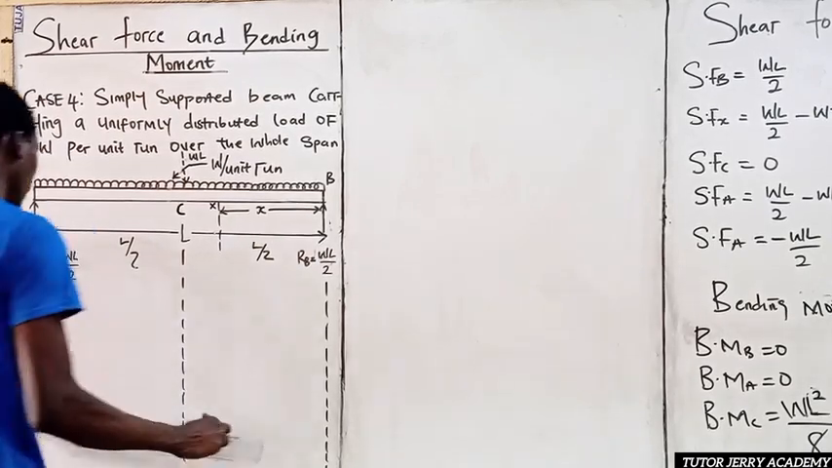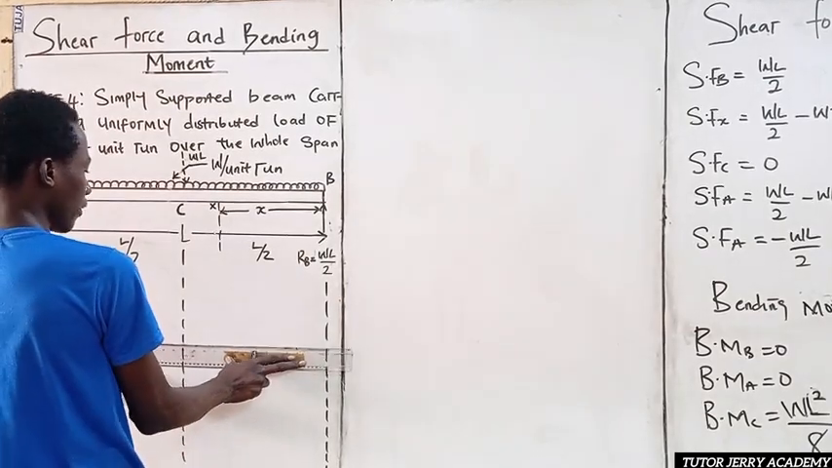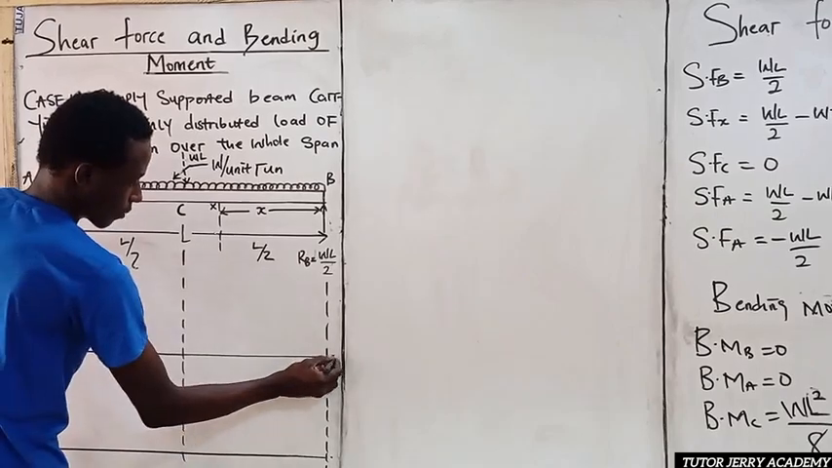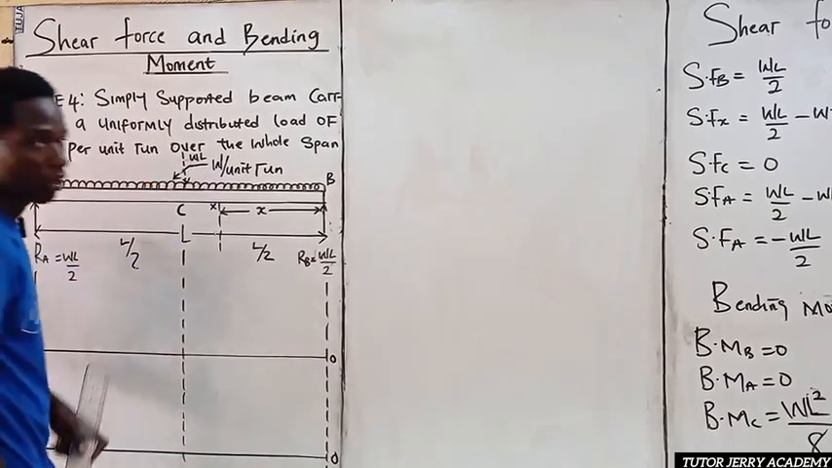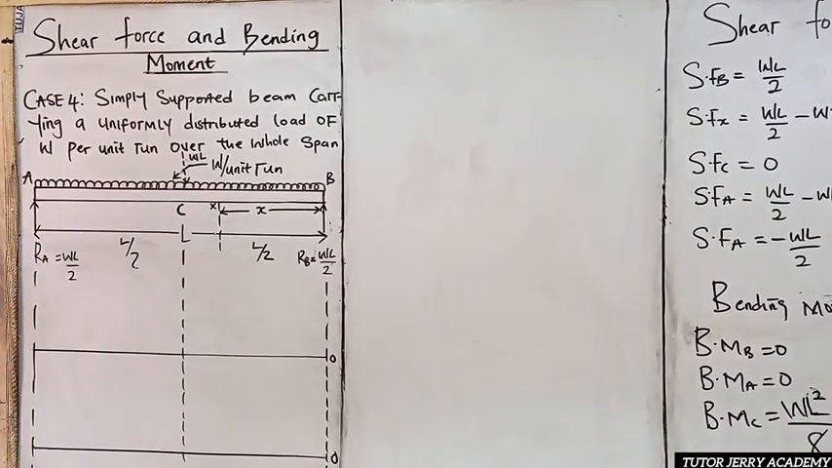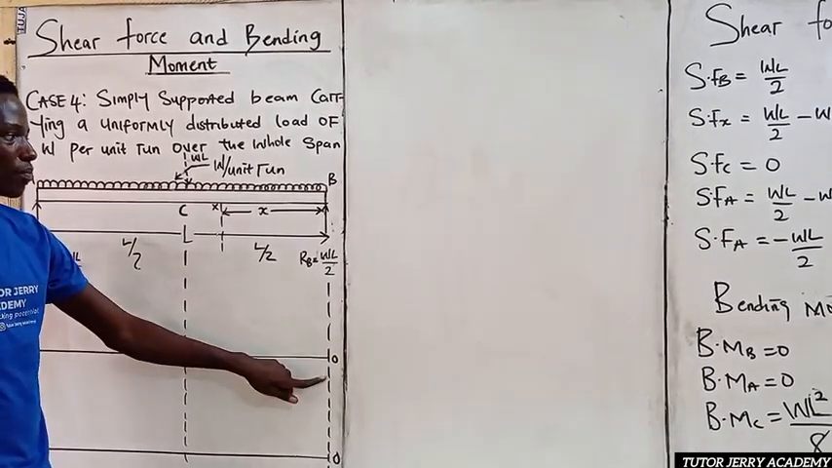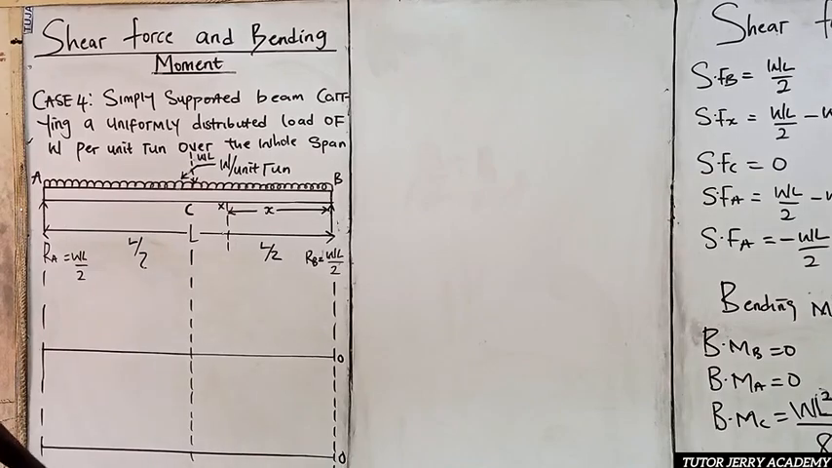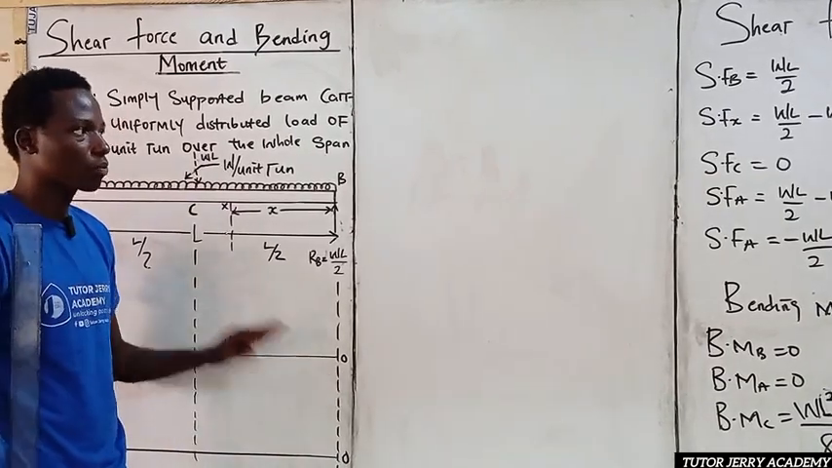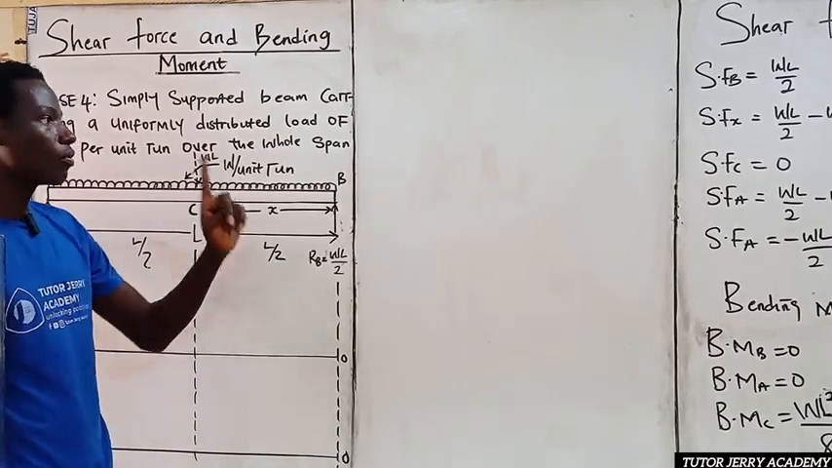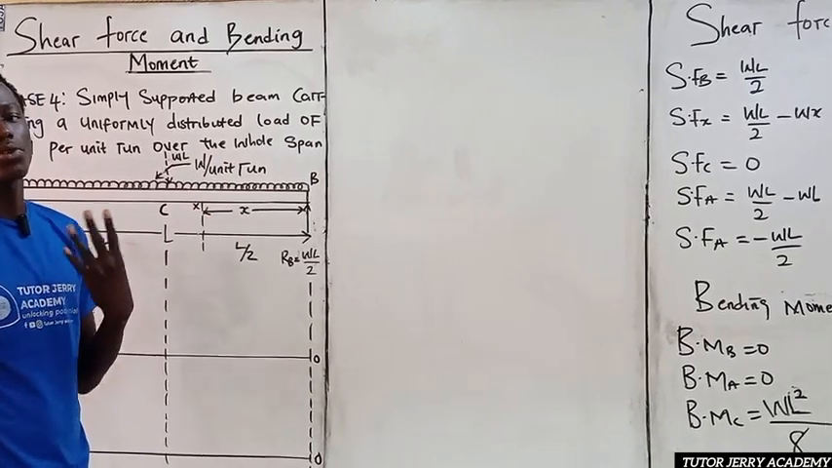So this is what we have. This will be my reference line for the shear force diagram, and this will be my reference line for the bending moment diagram. Now, the bending moment at B is nothing but 0. The shear force at B, rather, is nothing but WL all over 2. WL over 2 is positive.